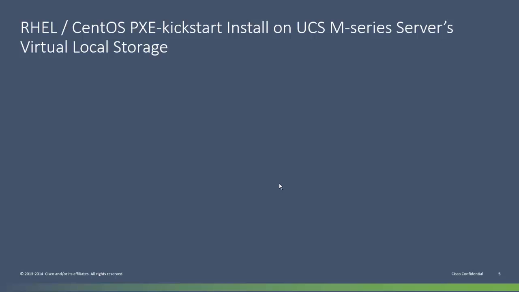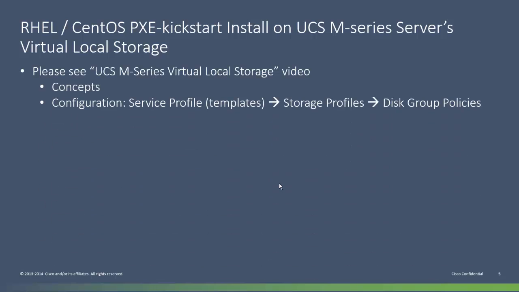This video focuses on Red Hat and CentOS PXE-Kickstart installs on UCS M-Series servers onto their virtual local storage. This video covers both 6.5 and 7.0 in Red Hat and CentOS and the differences between the two. There's another video to refer to that details more of the concepts of the virtual local storage and storage profile and disk group policy elements of UCS Manager.